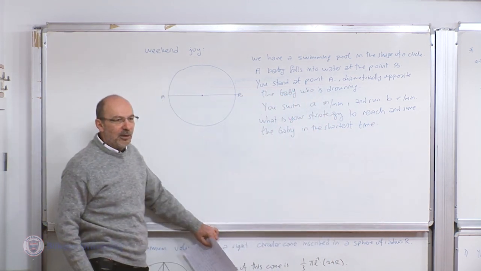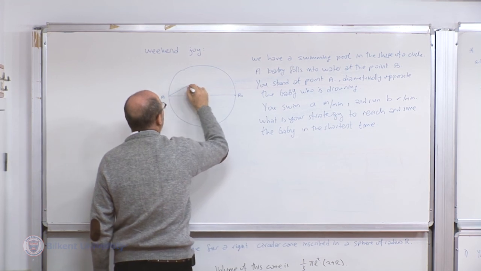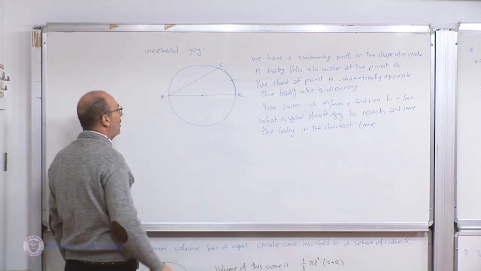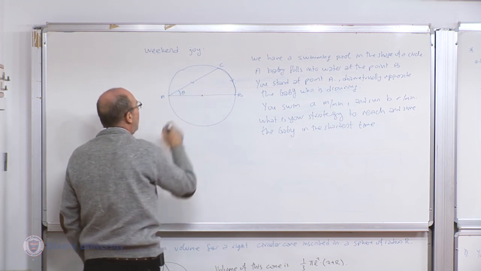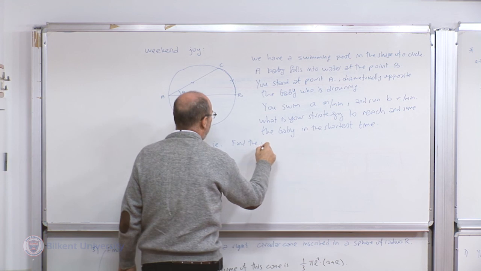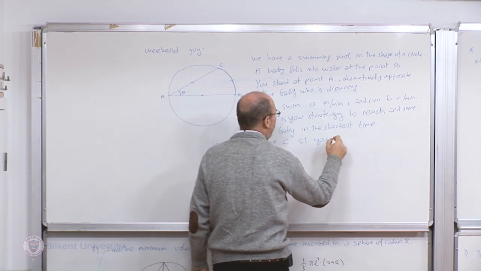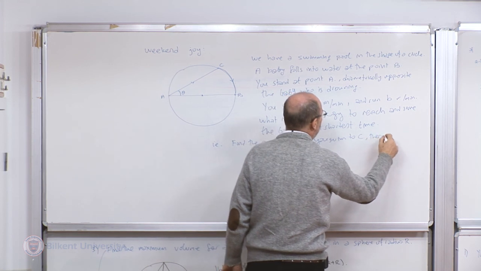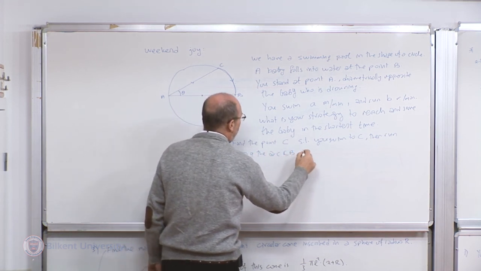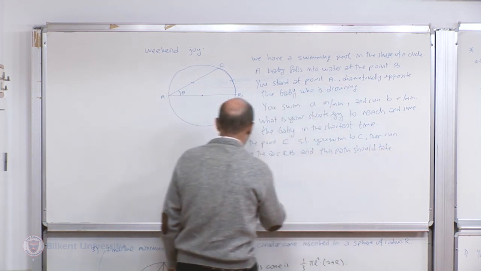So you have to swim a little bit. In my setup, your strategy is to find this point C, so that you swim to the point C and then run along this. You can do it the other way around, but it doesn't matter. This angle I call theta. So find theta, that is, find the point C such that you swim to C, then run along the arc CB, and this path should take the shortest time.